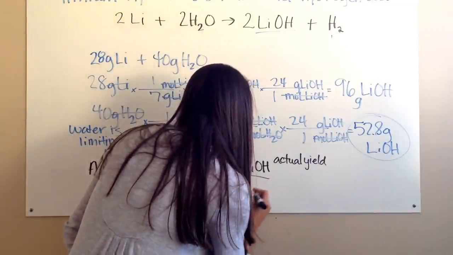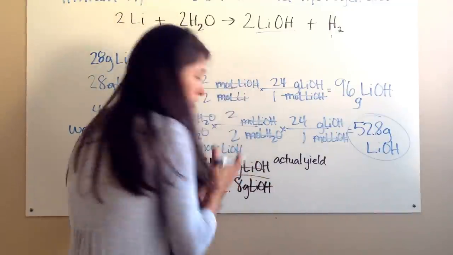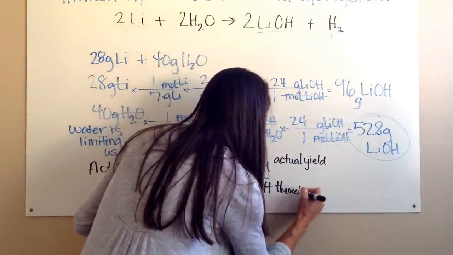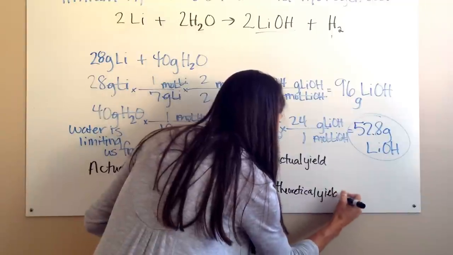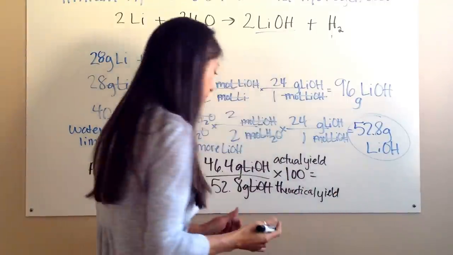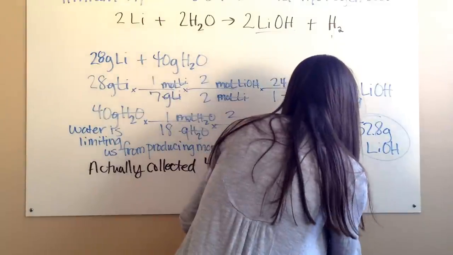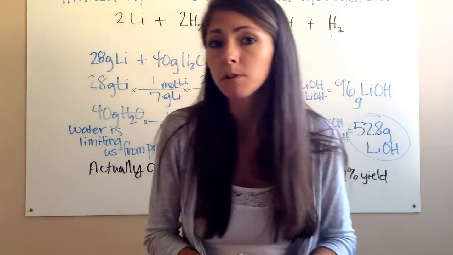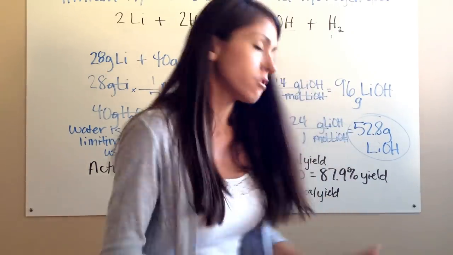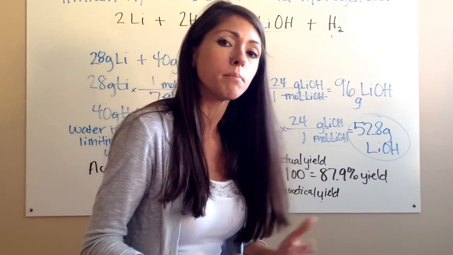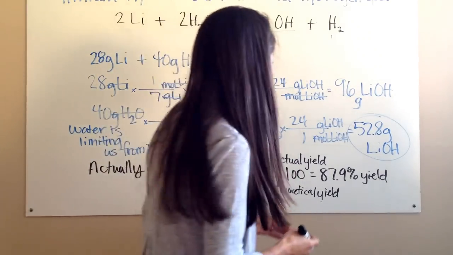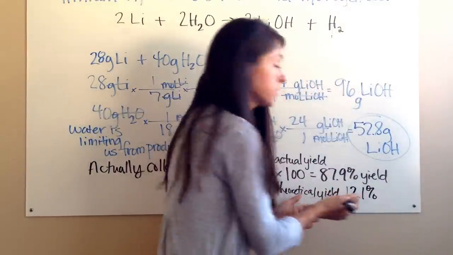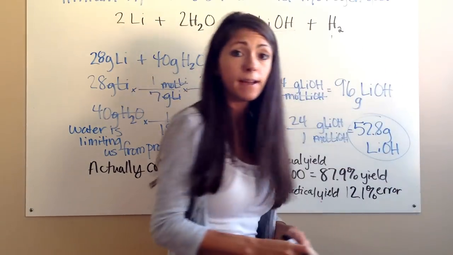So when I do this, of course these cancel out because this is really just a percent that we're looking for. 46.4 divided by my theoretical yield, and then you've got to multiply this by 100, and that will give me around 87.9% yield. So what happened to the other 12.1%? Well, no experiment is perfect, and that's why we have what we call a theoretical yield. Because in theory, in a perfect world, you would produce that much, but we never get that close. So 87.9% yield, and what we would call the other 12.1% out of 100 that's missing is our error. That's our percent error, okay?